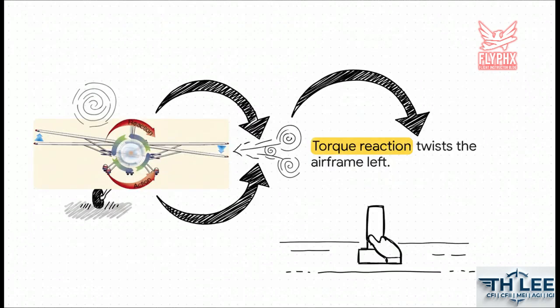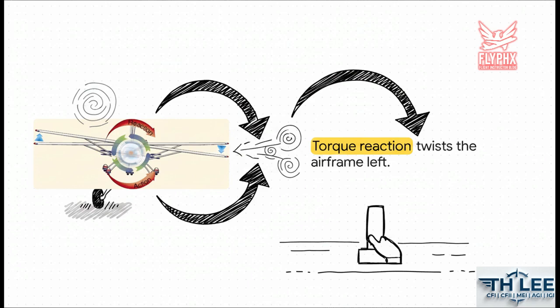Number 2 is torque reaction. This brings us right back to our good friend Newton and his third law. The engine is applying massive force to spin that heavy metal propeller clockwise to the right. The equal and opposite reaction is the airframe desperately trying to twist itself to the left. In the air, this makes the plane want to roll left.